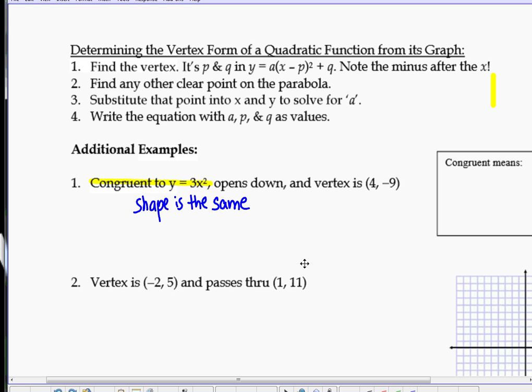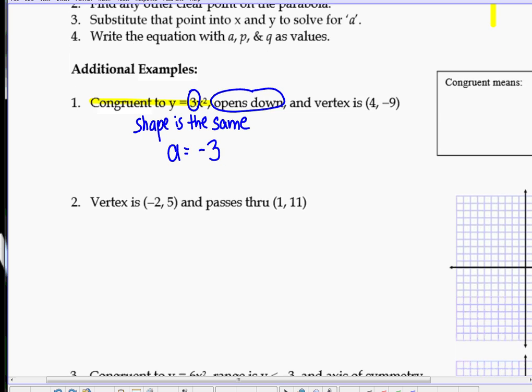We have to have more information. But our A value is going to be equal to, well, it could be 3 or it could be negative 3, because if it opens down, does it still have the same shape? Yes. Whether it opens up or down, it's just reflected. Okay? So congruent means it's the same shape. So in this case, if it is congruent to 3x squared and opens down, what would our A value be? Negative 3.